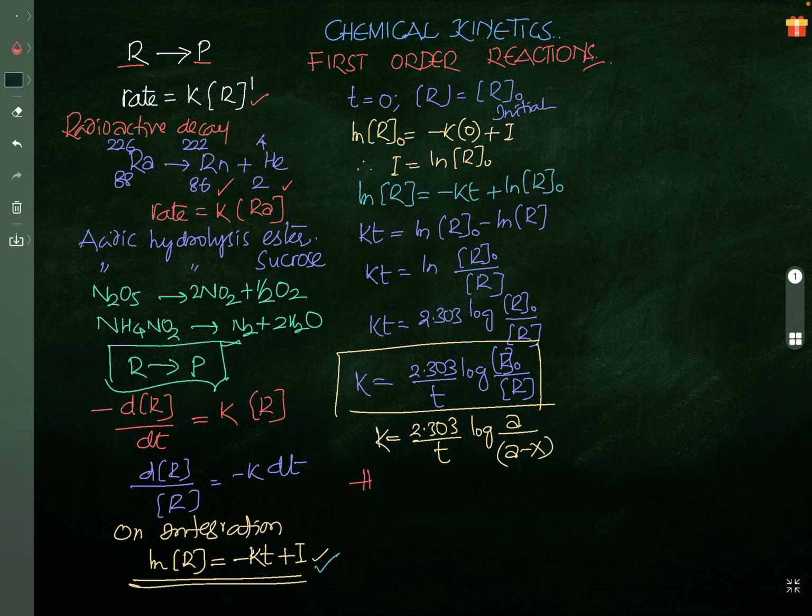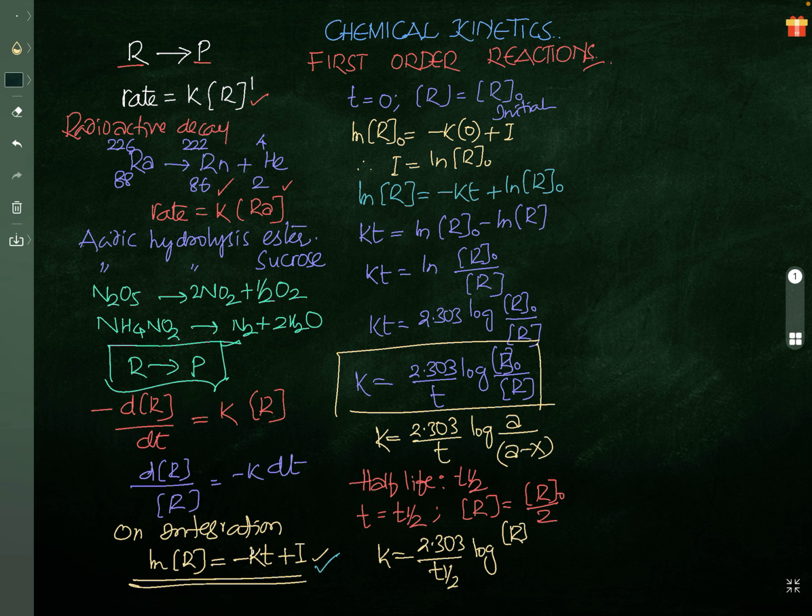Then half-life. Half-life is t half, correct? t half means t is equal to t half. Half the time is gone, then the concentration will become R0 by 2. The initial concentration will become half. When you substitute these things in the above equation, the equation will turn like k = 2.303 by t half log, initial concentration R0 by R, where R = R0 by 2.